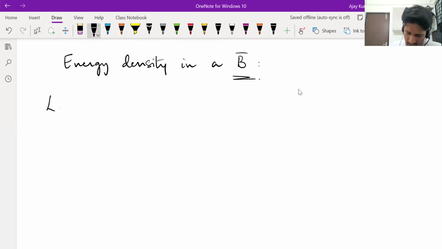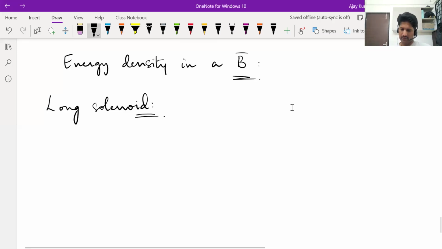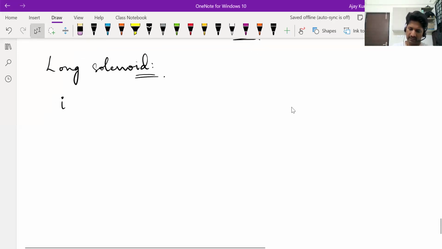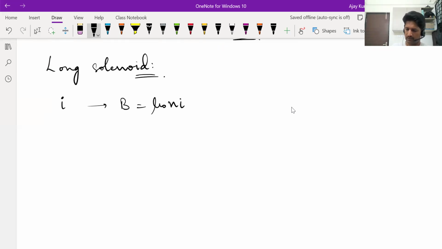So consider a long solenoid. Let's say a current I passes through it. Then the magnetic field produced will be mu naught nI. n is the number of turns per unit length. Let's say L is the length of the solenoid, R is its radius.